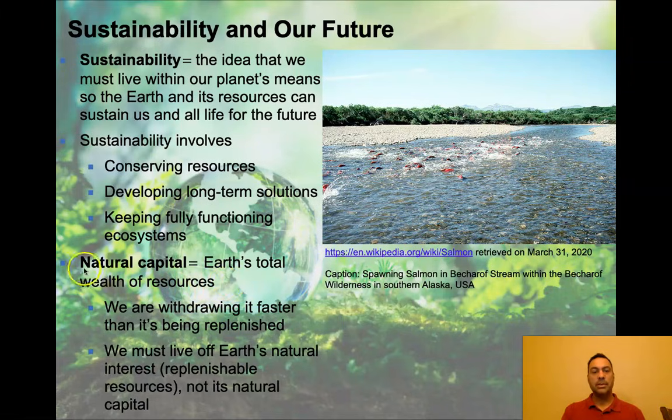And that results in this concept of natural capital. What is it that we're deriving our existence from? Well, it's Earth's total wealth of resources, that natural capital. And we are withdrawing it faster than it's being replenished. We must live off of Earth's natural interest, which is the replenishable resources, not its natural capital. So the natural capital is what the actual Earth is, the actual ecosystems, what they're actually putting out, right? Whether it be the sum of fish, or the forestry services, or the air services, or the replenishment of the nutrients in the soils.